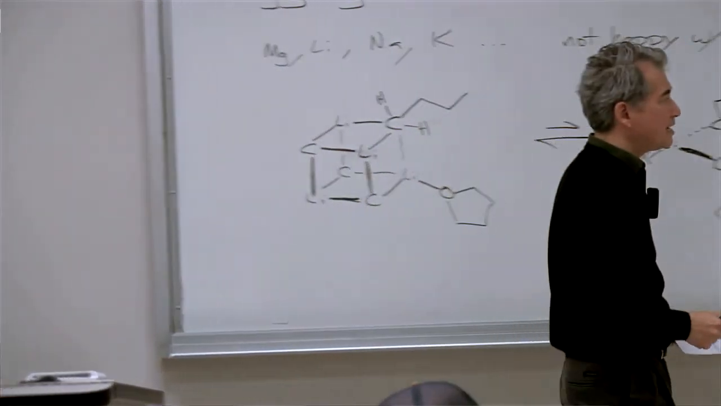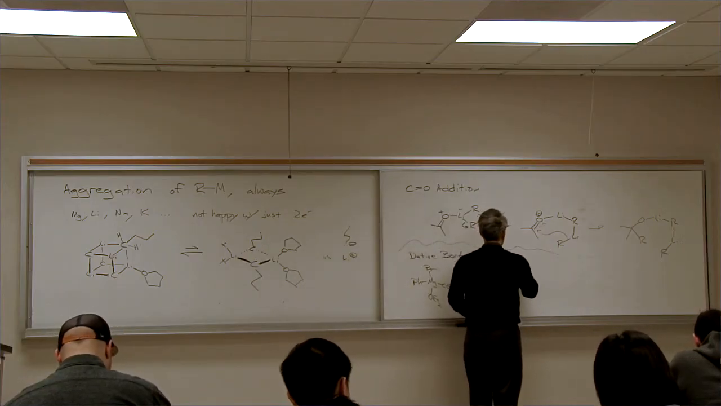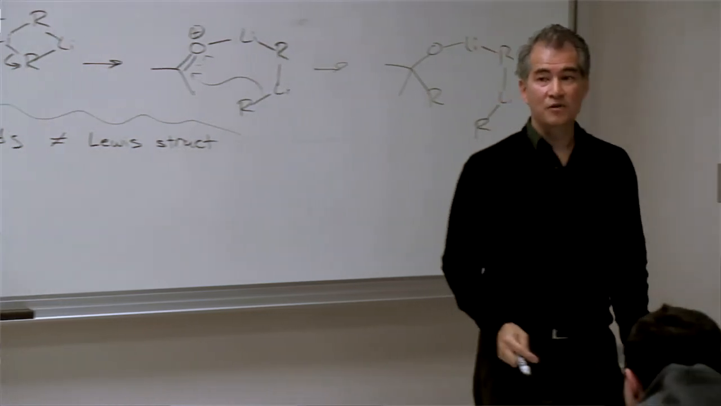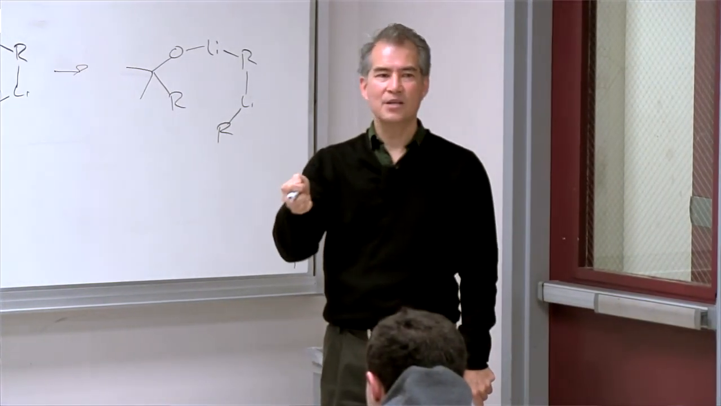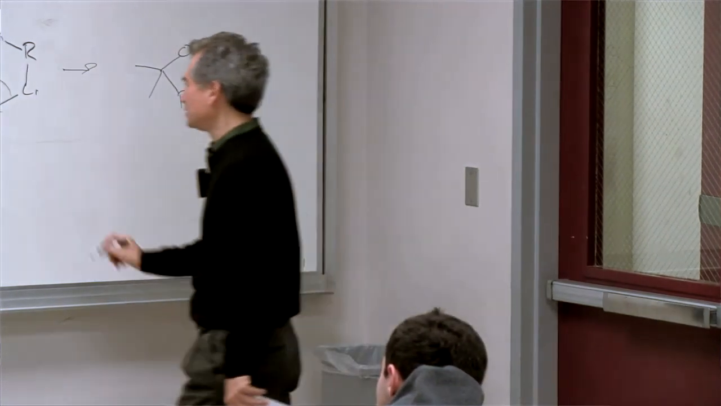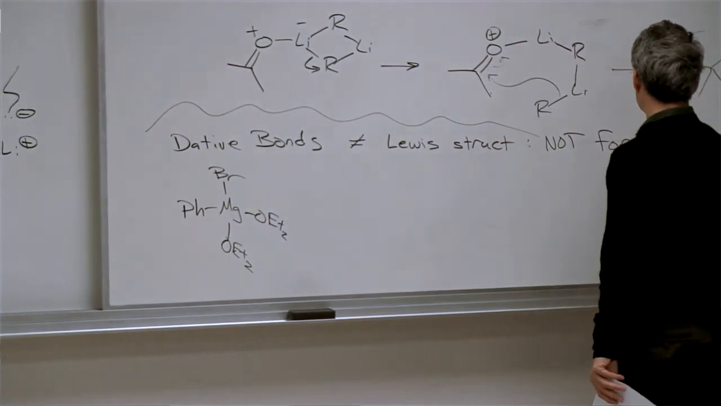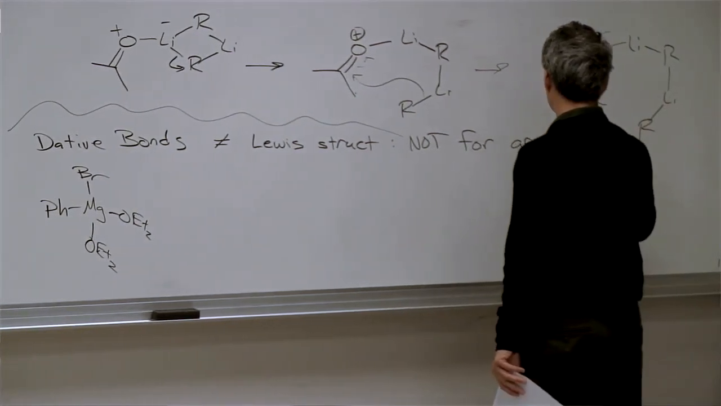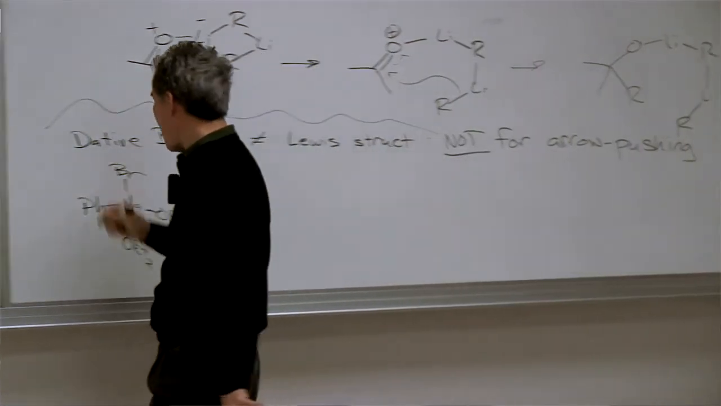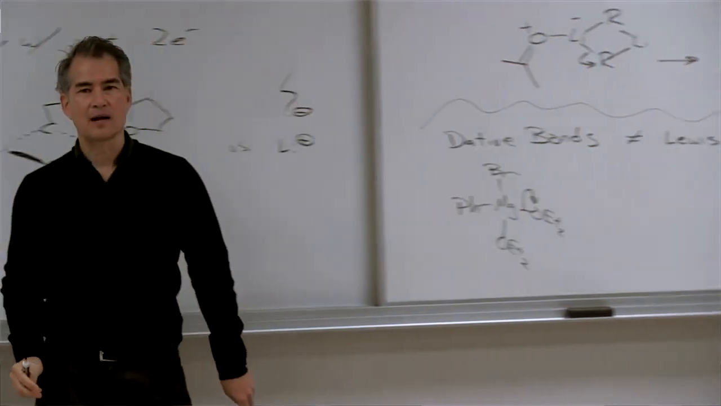The important thing here is that a dative bond is not part of the Lewis structure formalism. And since it's not part of the Lewis structural formalism, do not use them for arrow pushing. Do not use dative bonds for arrow pushing. Watch what happens if I try to take one of these bonds and use it for arrow pushing. Okay, I'm going to dissociate one of those ether molecules.